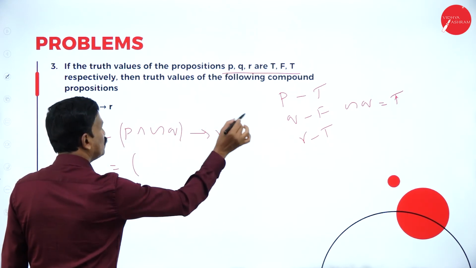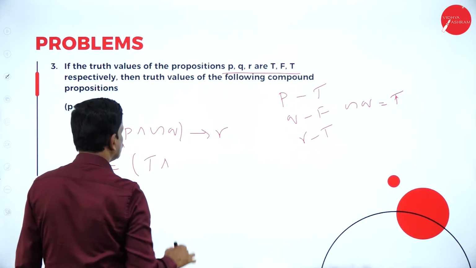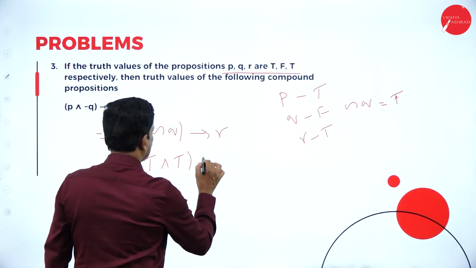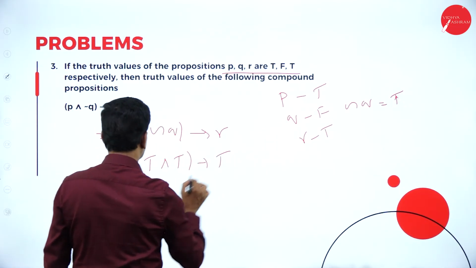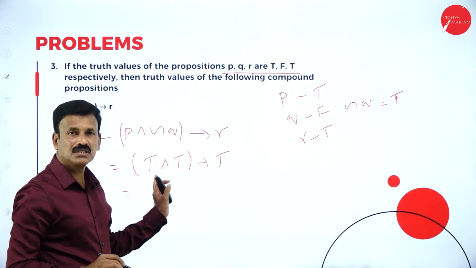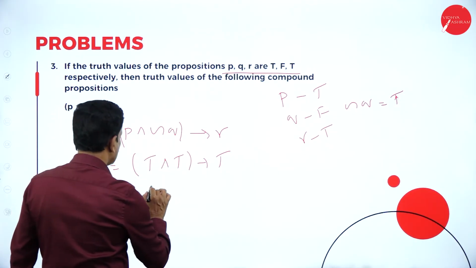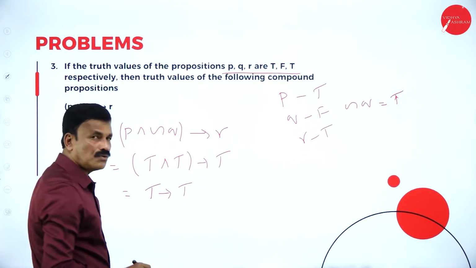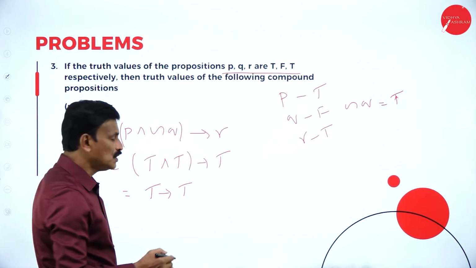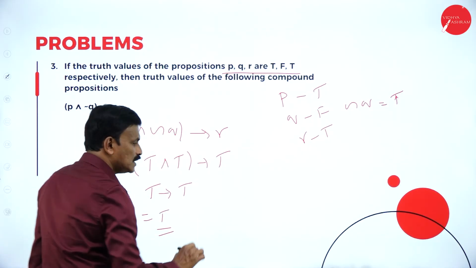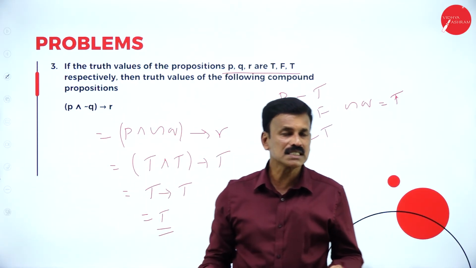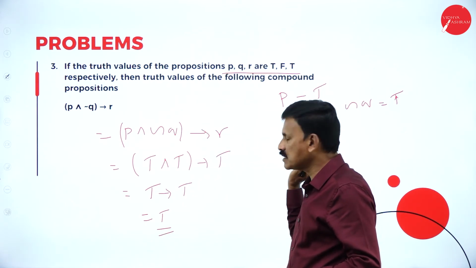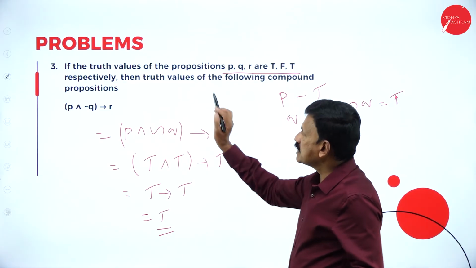So what is P given? P is nothing but true, conjunction negation of Q. Negation of Q is again true, conditional to R. What is R? R is equal to true. Now what is this? Conjunction, true and true is equal to true. In case of conjunction, true and true is true, conditional to true. So what is true and true in case of conditional? True and true is again true. In case of conditional, true and false is false. In all other cases it is true. So therefore true conditional to true is also true, right? Now the statement is true.